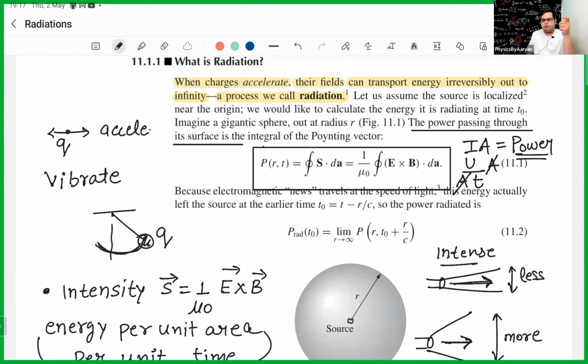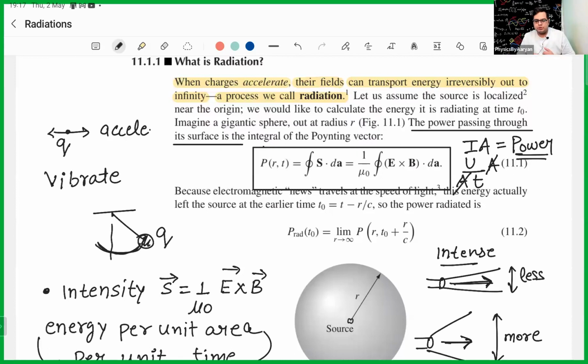And why do we need power? What is the purpose of finding power? Why are we not finding energy? Which is more important, energy or power? What do you think? Which of them is a more important parameter? Why is power more important than energy? Because it is like a time averaged quantity, and we can observe time average quantities.